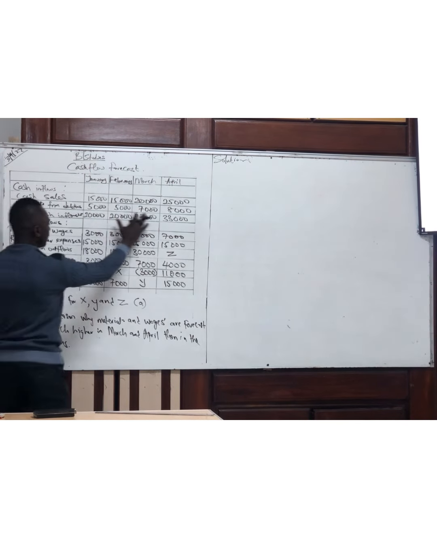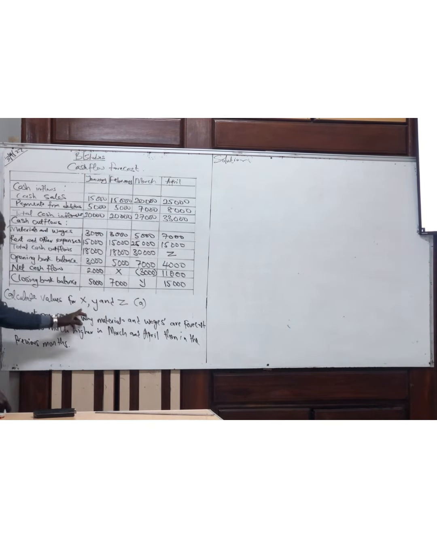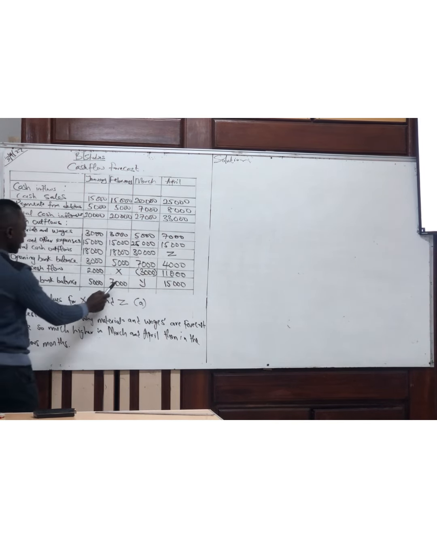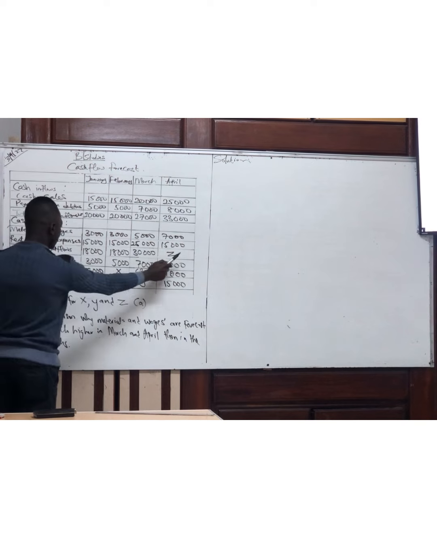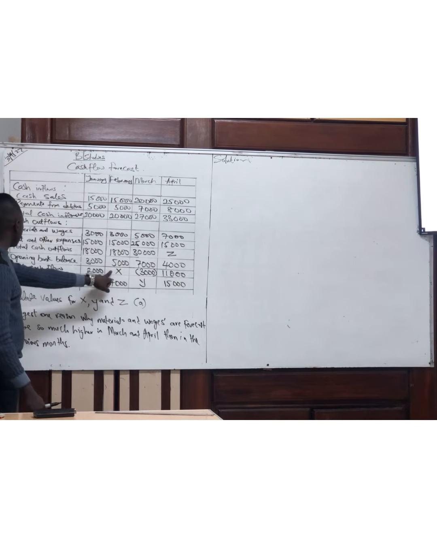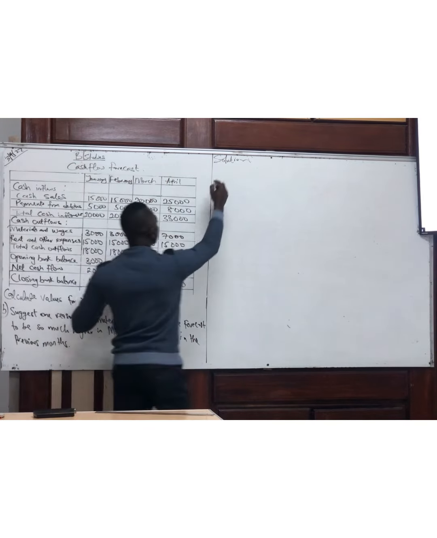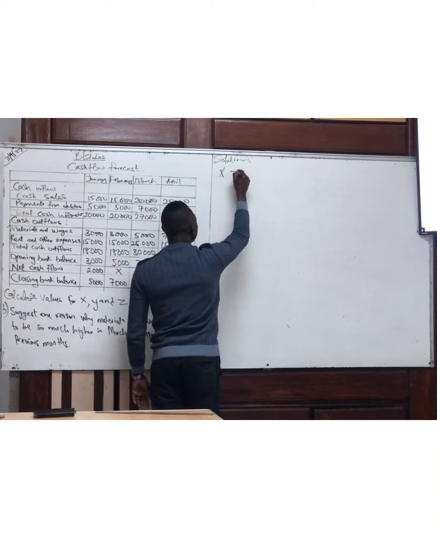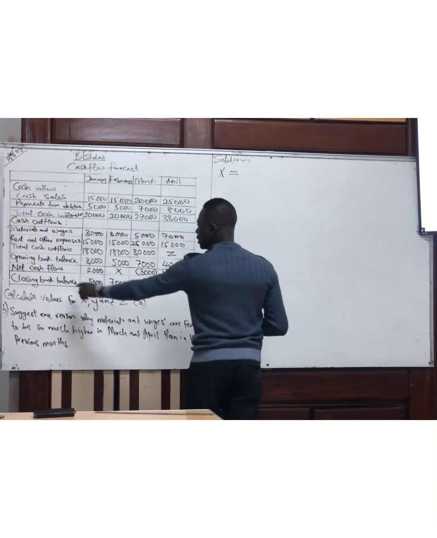Now the question says calculate values for x, y, and z. That's for A. So we have to find x, we have to find y, we have to find z. So we check. Here we are told to find the net cash flow. So in the exams, this is how you work it out. You write x, which is the net cash flow.